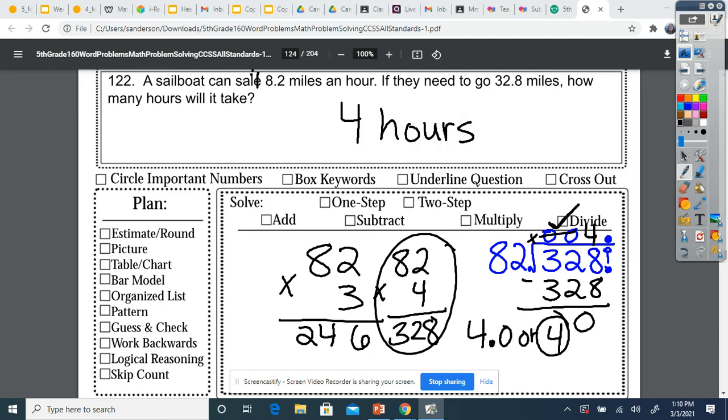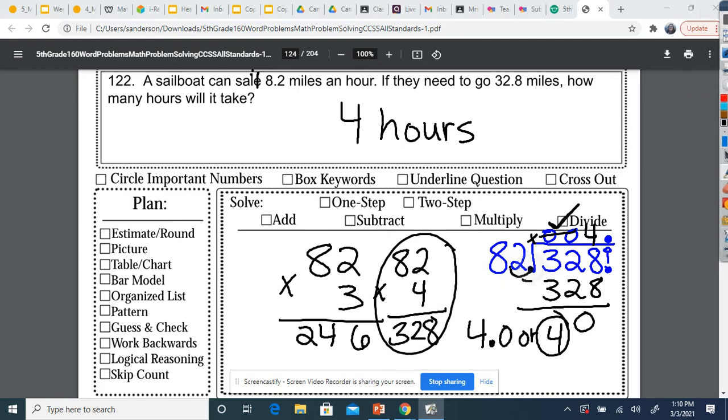Okay, so I'm going to remind you of the steps again. What we did is we just set up our problem. We moved our decimal to the very end. We moved our decimal once to the very end here. So however many times you move it on this one, you move it the same number of times on this one. And then we brought our decimal straight up and then solved like normal.